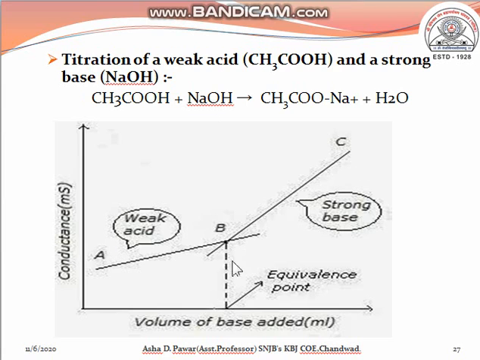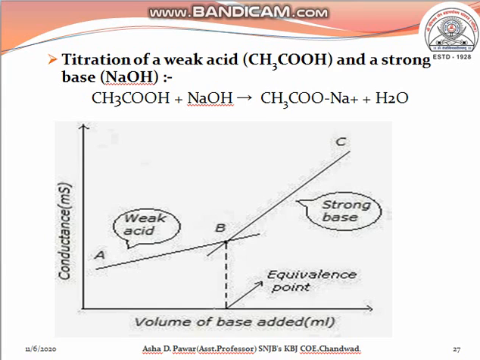Therefore B, the equivalent point in the graph, is neither a minimum nor a maximum. At the initial stage conductance is minimum and at the end of the titration conductance is maximum. During this weak acid, strong base conductometric titration, due to the formation of the salt of a weak acid and strong base, which is strong in nature, conductance increases up to the end point or equivalent point.